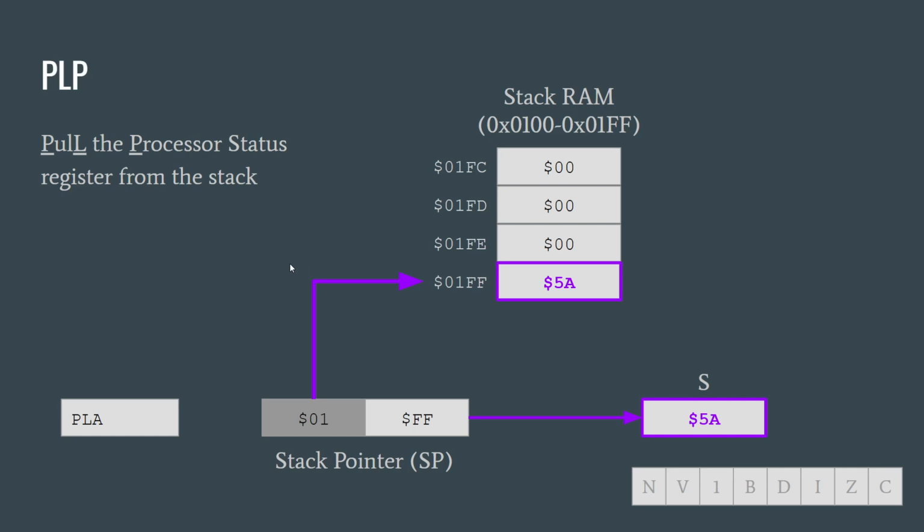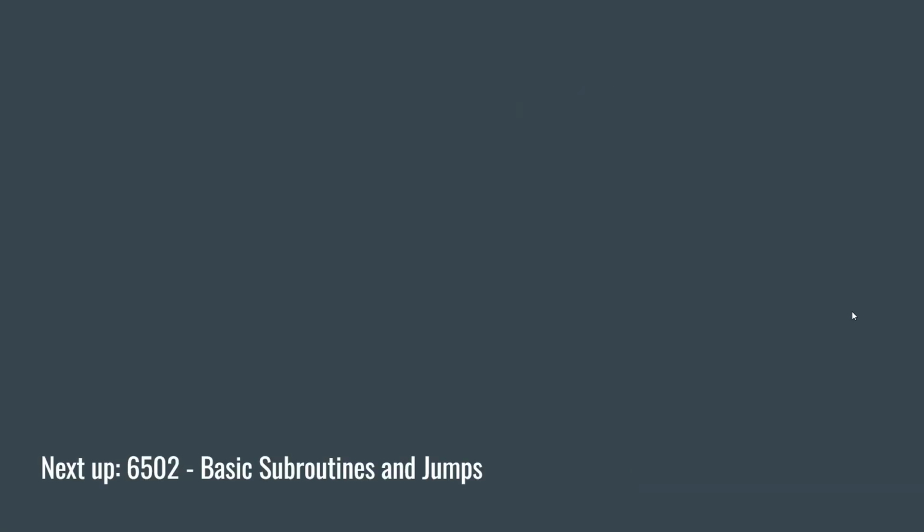In this instruction, you're reading the value from the stack and writing to the status register, so it literally changes every bit in the status register, except 1, which is always 1. So, all right. That's kind of the basics of the stack.